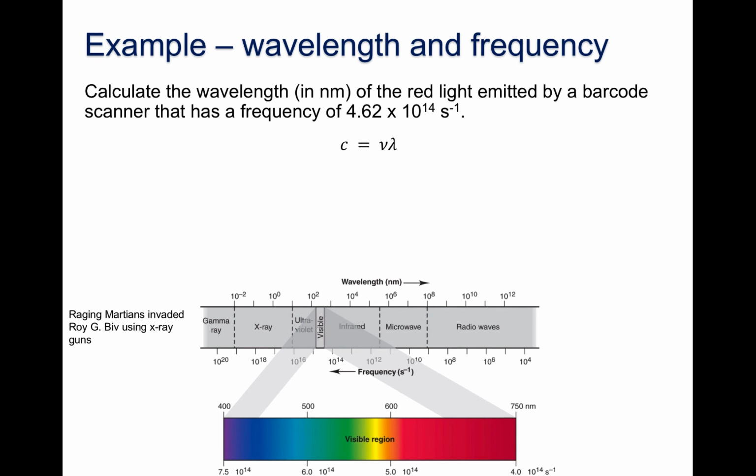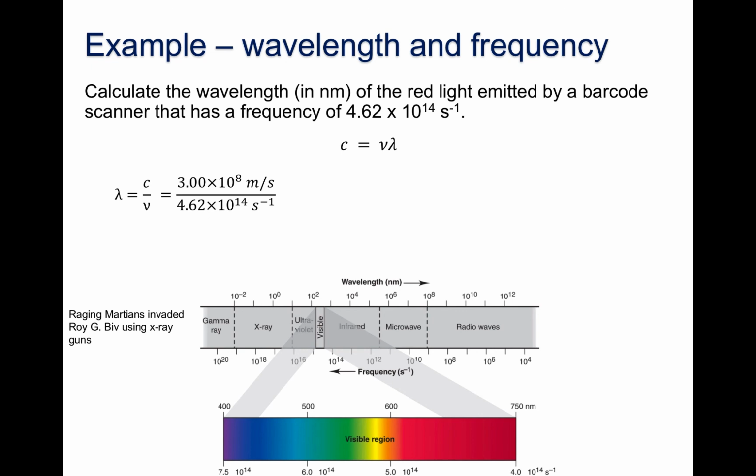variables. And so the first thing I would recommend that you do is to rearrange the c is equal to nu times lambda equation to solve for the variable you're looking for. In this case, we're trying to find lambda. And so if we divide by frequency on both sides, we get lambda is equal to c over nu. The value for c will be provided, and that's the speed of light, 3 times 10 to the 8th meters per second. And then we can plug in the value for frequency.